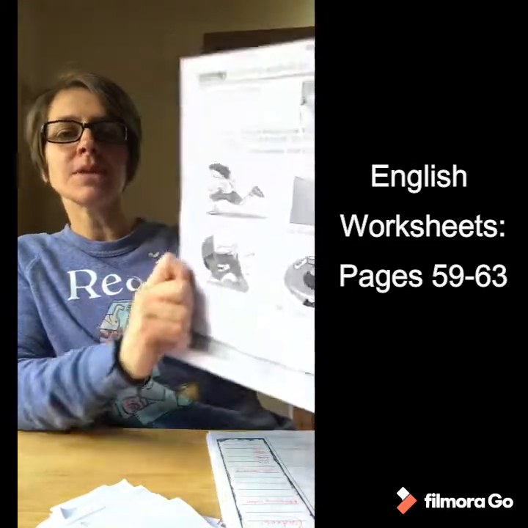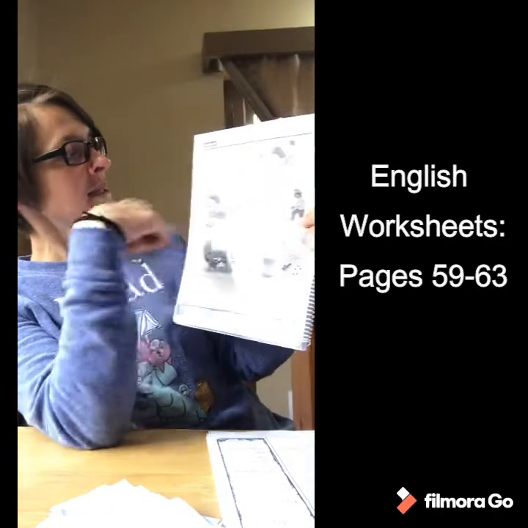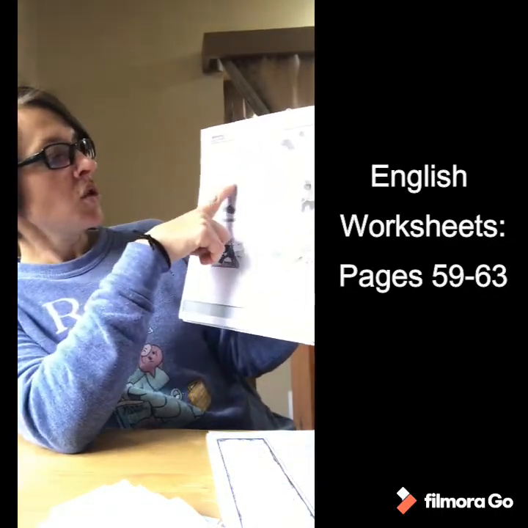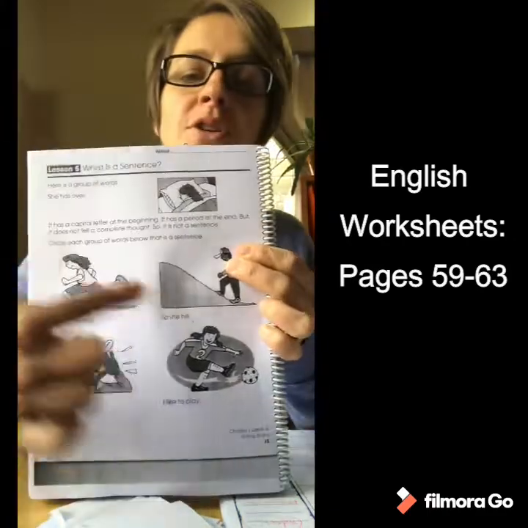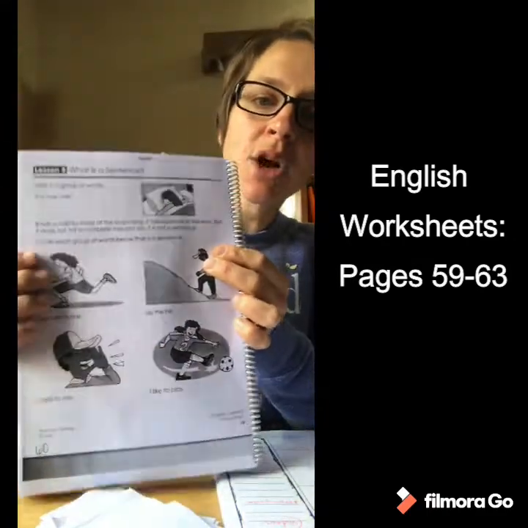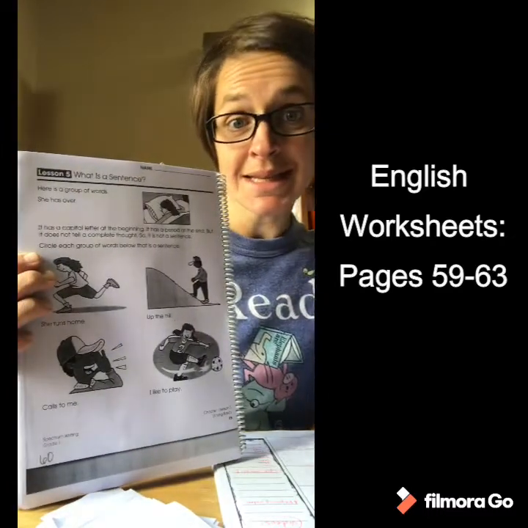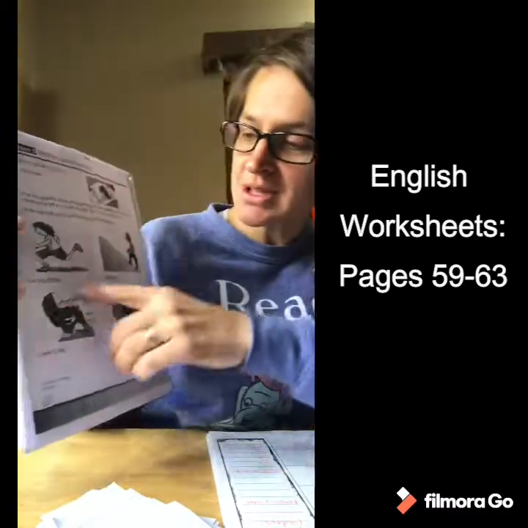So you're going to do page number 60, and it's still what is a sentence. So circle each group of words below that is a sentence. All right, so there's 4 pictures and 4 sentences. Some of them are proper sentences. Some of them are not. All right, so let's go over it.